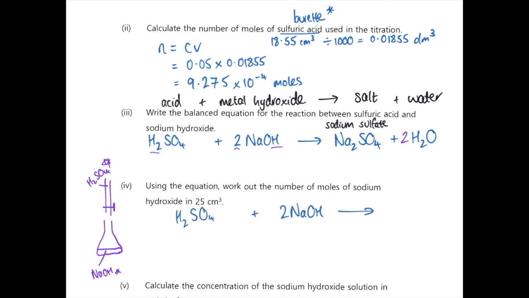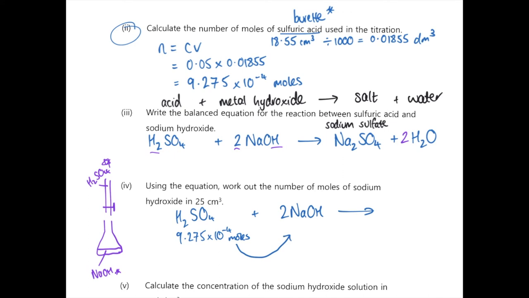So if I write out just the left-hand side of the equation, because that's all I'm going to need to use. In part 2, we worked out that we had 9.275 times 10 to the minus 4 moles of sulfuric acid. That's the average number of moles that we added from our burette of our sulfuric acid. How can we then work out the number of moles of sodium hydroxide? Well, we simply use our equation.